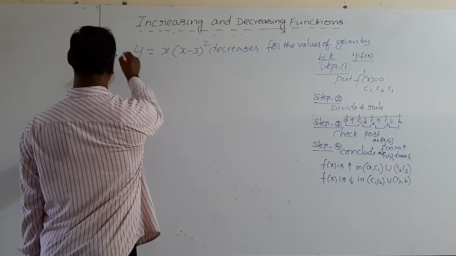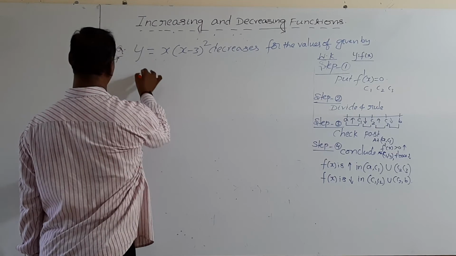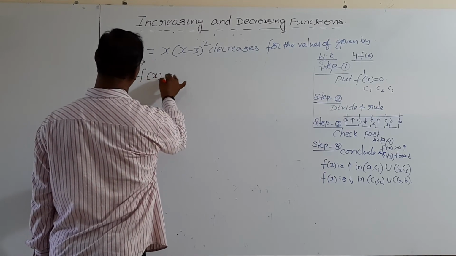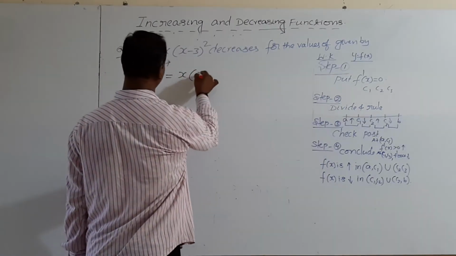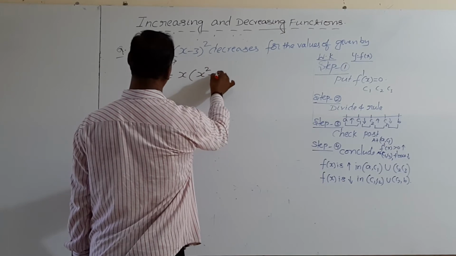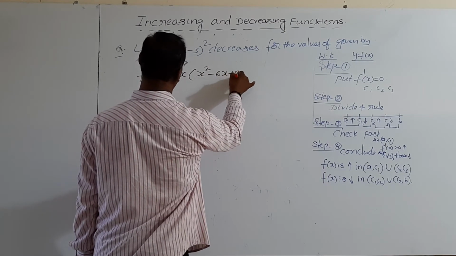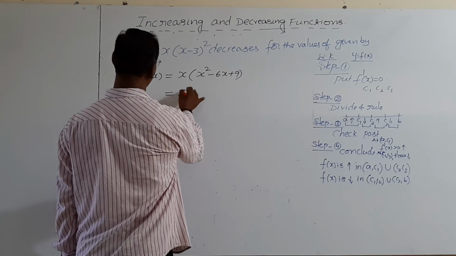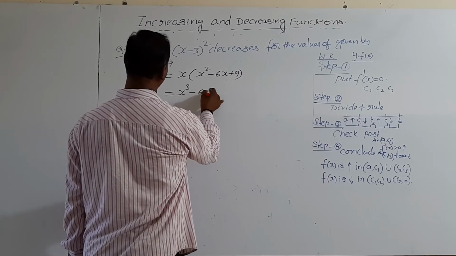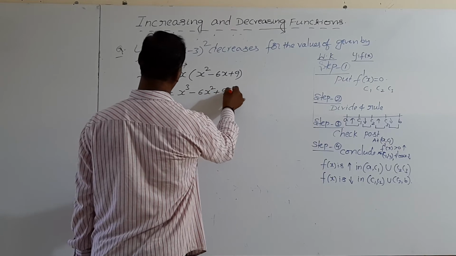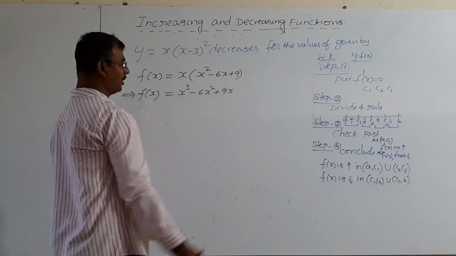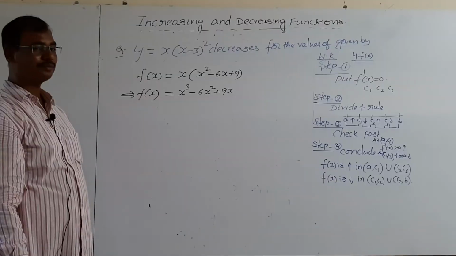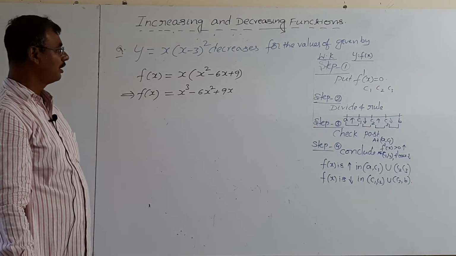Very simple. So take the f of x value. F of x is y, nothing but x times (x minus 3) whole square. Simply x square minus 6x plus 9. This is equal to x cube minus 6x square plus 9x. We got the f of x value. Okay, we know the method. Solve this problem and quickly say the answer.